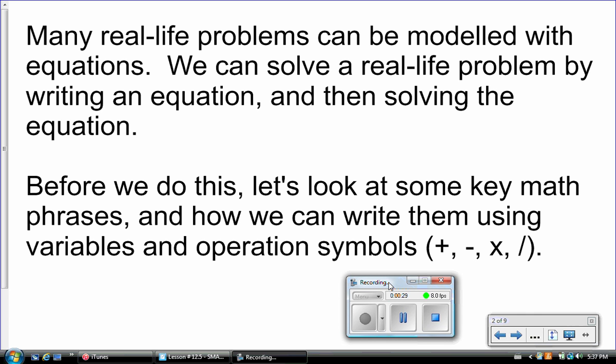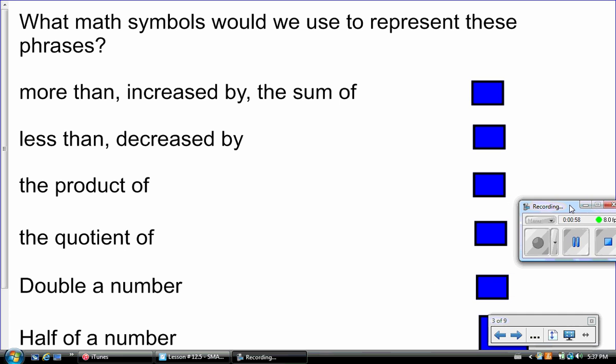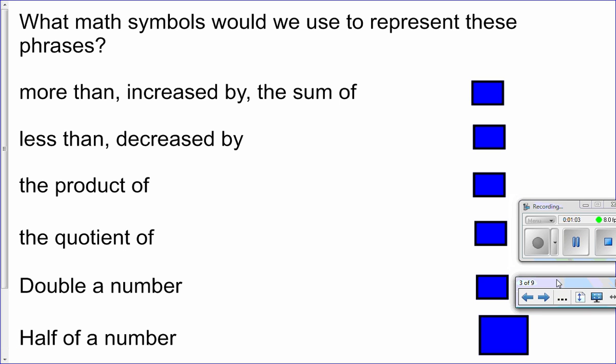Before we do this, let's look at some key math phrases and how we can write them using variables and operation symbols. And by operation symbols, of course, we mean the plus sign, minus sign, times, and divide signs. What math symbols would we use to represent these phrases? Put the video on pause and see how many of these you can answer on your own, and then I'll reveal the answers.